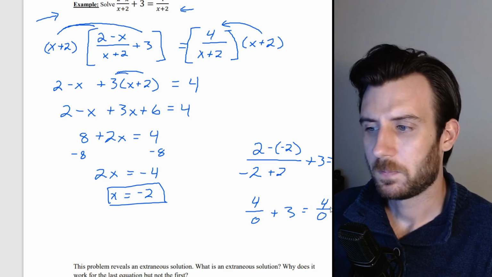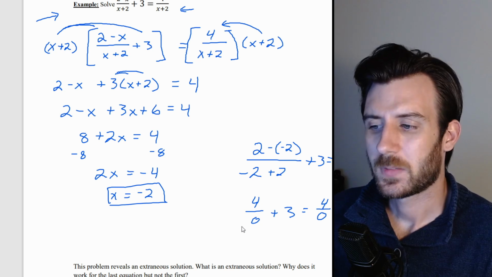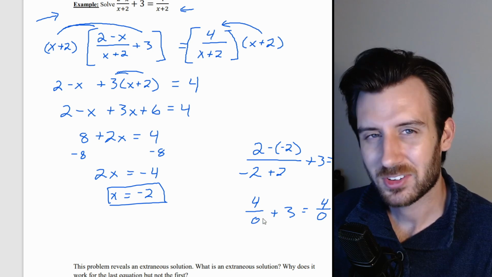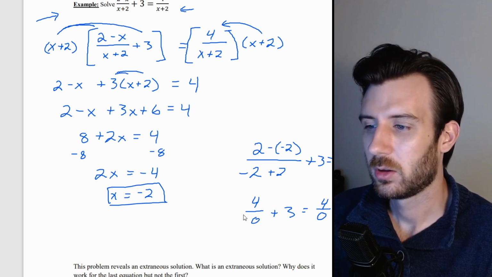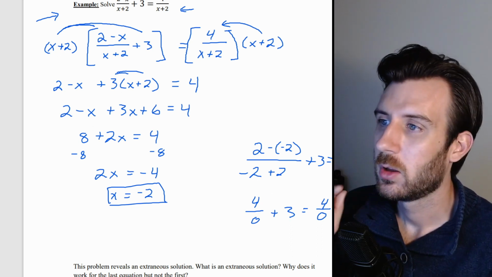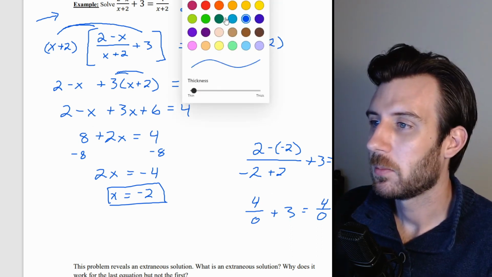Ooh, we have a problem. I can't divide by 0. If I try to check my answer, it says it's not an answer. It says I violated something. Why is that? Where did that come from? I'll show you where it came from. It came from this step right here.